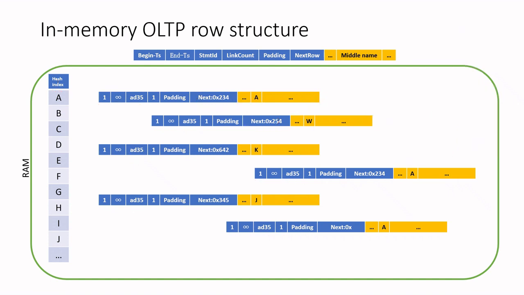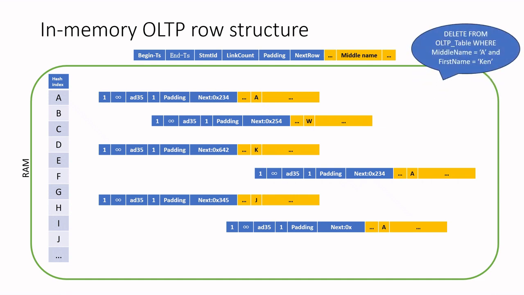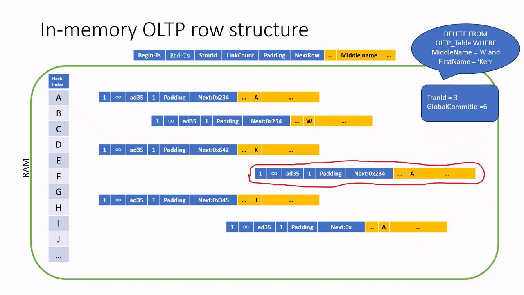Let's see how delete statement works. Suppose we are running the following delete statement and this statement is deleting this row. In the case of DML statements, along with transaction ID, which we already discussed, we also have a global commit ID, which is managed by SQL Server.